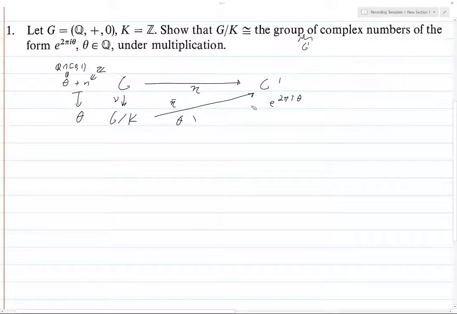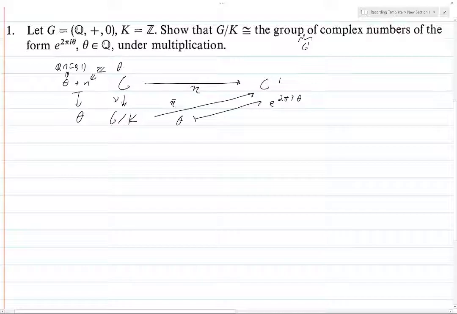Now, just as a point of reference, if there's nothing at the beginning of the arrow there, that just tells you what the sets are. So this tells you the domain set, and this tells you the codomain set. Whereas if you've got this bar here, then that tells you what this map does to every single element. So if you have an element in G mod K and you call it theta, then it's going to get sent to e to the 2 pi i theta. Okay, so that's what these two maps do.